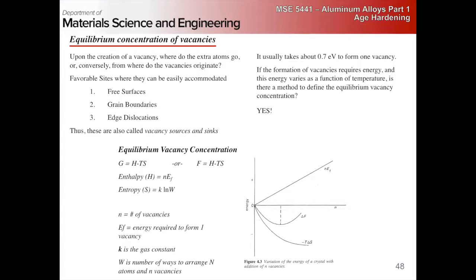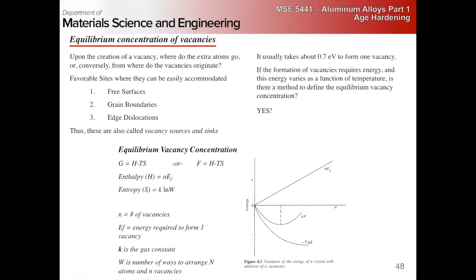How many configurations do we have for a perfect crystal with no point defects? One possible configuration, right? If we introduce a single vacancy in a mole of aluminum, how many different configurations do we have? 10 to the 23rd, right? You see how rapidly the entropy term grows, right?